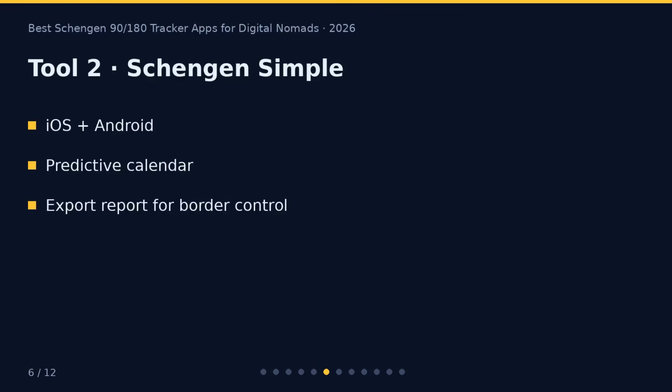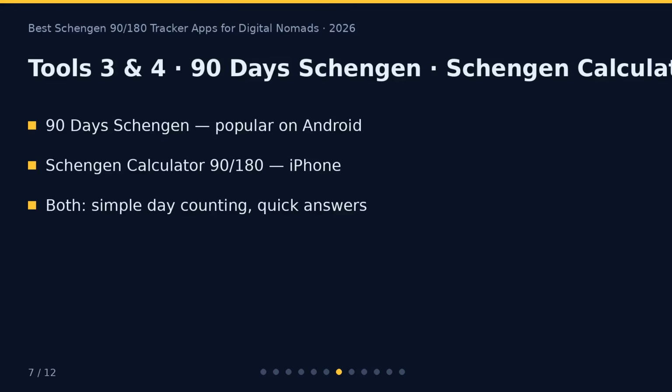Tool 2, Schengen Simple, available on both Apple and Android phones. Its strengths are a predictive calendar that shows how your allowance evolves day by day, support for multiple entries, and an exportable report you can show at border control. For a nomad who wants visual planning, it is a solid choice. Check the current pricing on its site, since features have moved between free and paid tiers over time. Against our 4 criteria, it scores well on planning. Verify the offline behavior on your own device before you rely on it.